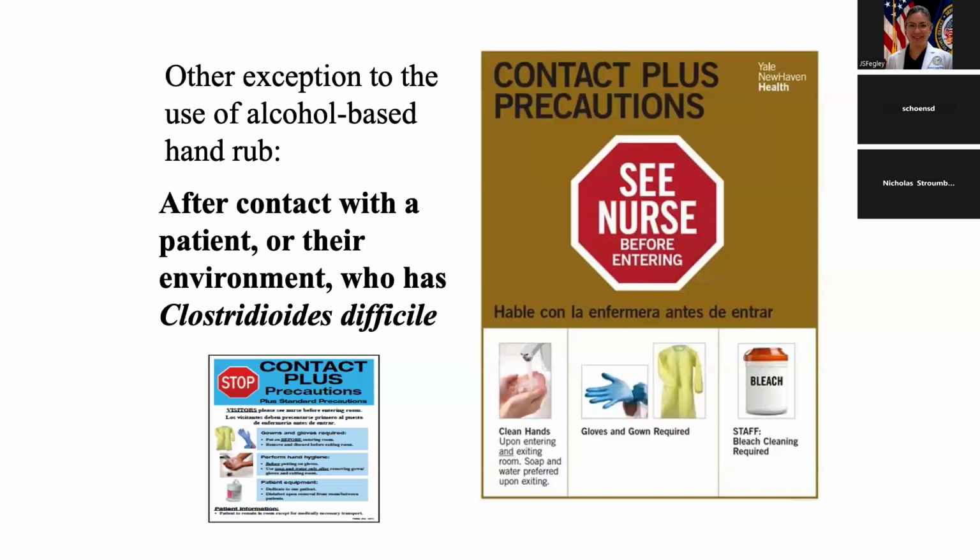These are our signs. So the right-hand sign, this is contact plus. We'll put any patient in C. diff or norovirus, or any kind of drug-resistant pathogen, may go in this contact plus sign. When you see this, it's recommended to do soap and water, gown and gloves, and then take a look at what disinfectants are required.